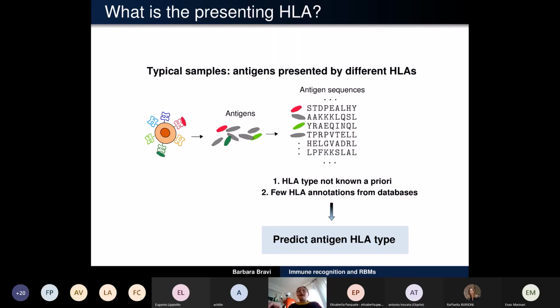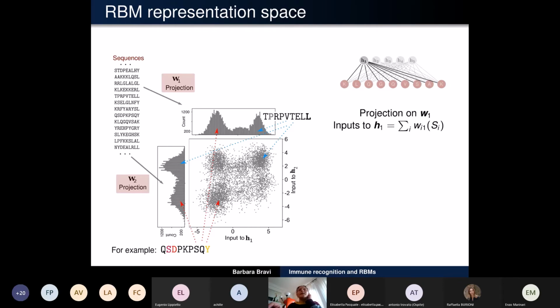So a second important question is actually what are the presenting HLA proteins for given sets of antigens. And in this regard, what we find is that, again, the layer of hidden units plays an important role. That is the one of providing a space of representation for the data that enables dimensionality reduction, as I want now to illustrate. So we can define a projection of the observed sequences onto the set of weights entering a given hidden unit, what I call here the inputs to the hidden unit. And here I show the result of this projection for two hidden units chosen for illustration, where I show that antigens that have a different amino acid composition end up occupying different portions of this representation space.